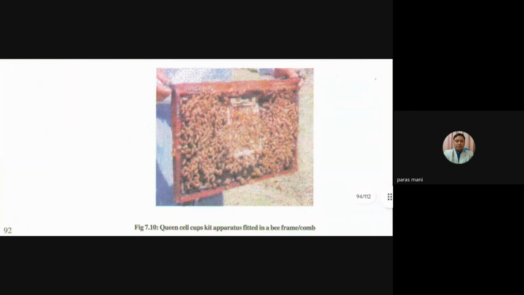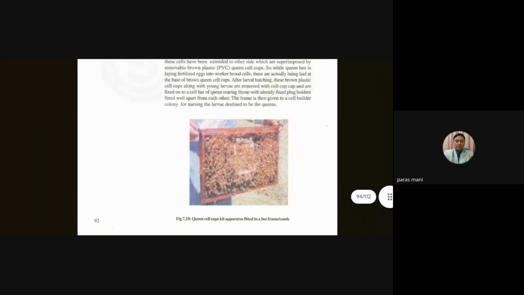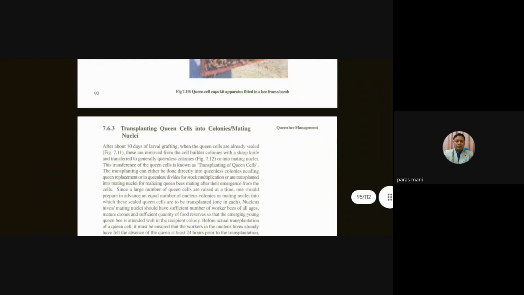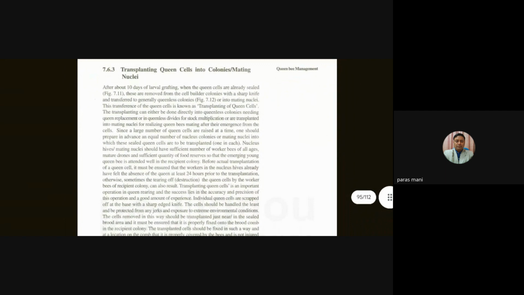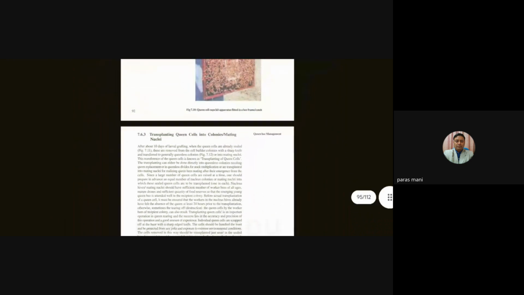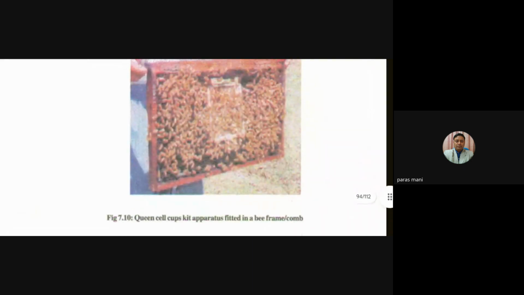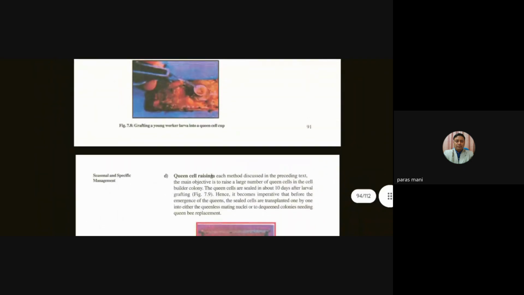Yeah, this is the apparatus. Here, 10 by 10 centimeter. This one, a readily available kit, is used for developing the queen bees. After rearing, transplanting queen cells into the colonies or mating nuclei. That is what I've discussed here earlier, where it comes from.